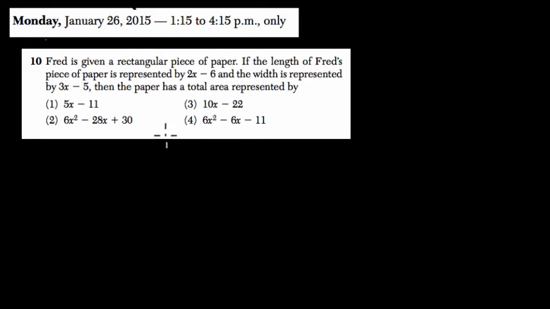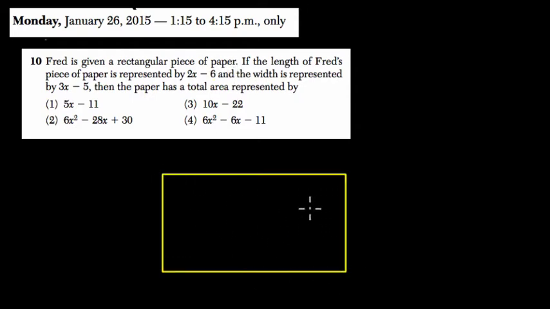Let's start by reading this problem together. Fred is given a rectangular piece of paper. As soon as I see that, I have a tendency to sketch it out. So I'm going to sketch my rectangular piece of paper.